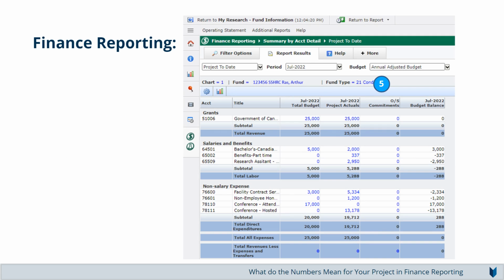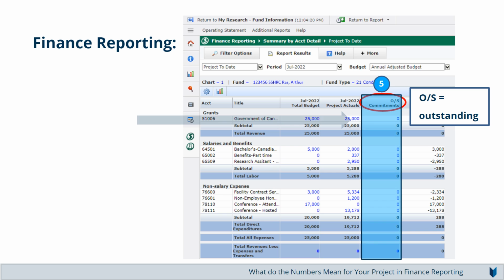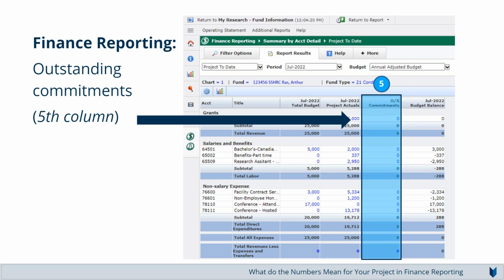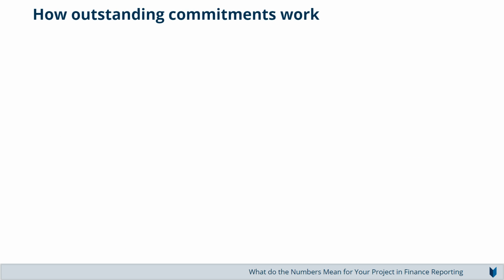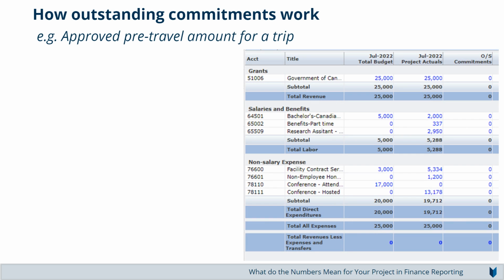In the fifth column, the O/S here stands for outstanding, so this column shows outstanding commitments. This means any expenses that you have yet to incur but are planning to incur and have provided to finance with an estimated number. An example of an outstanding commitment is an approved pre-travel amount for a trip associated with your project. Let's look closer into pre-travel amounts to understand more about how outstanding commitments work.